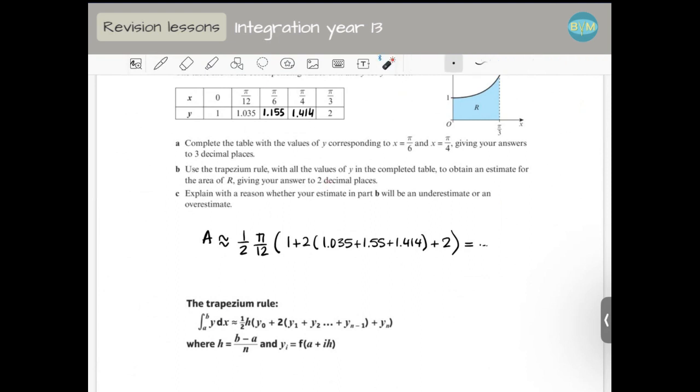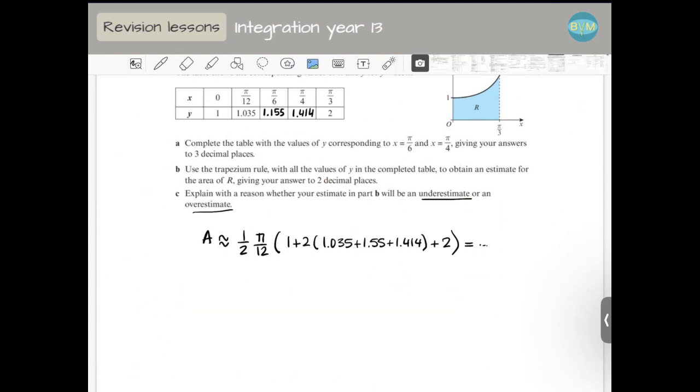Sometimes, if it's a function that you know how to integrate, they ask you to integrate properly and compare, or sometimes even find the error. One common question is they ask you if it's an underestimate or an overestimate. What do you think? Approximating with the trapezium rule, is that going to be larger or smaller than the real area?